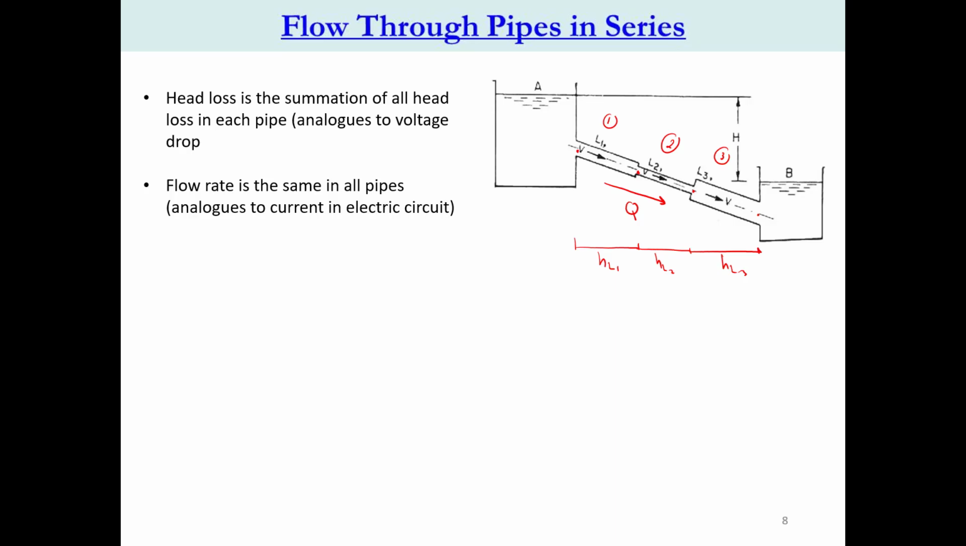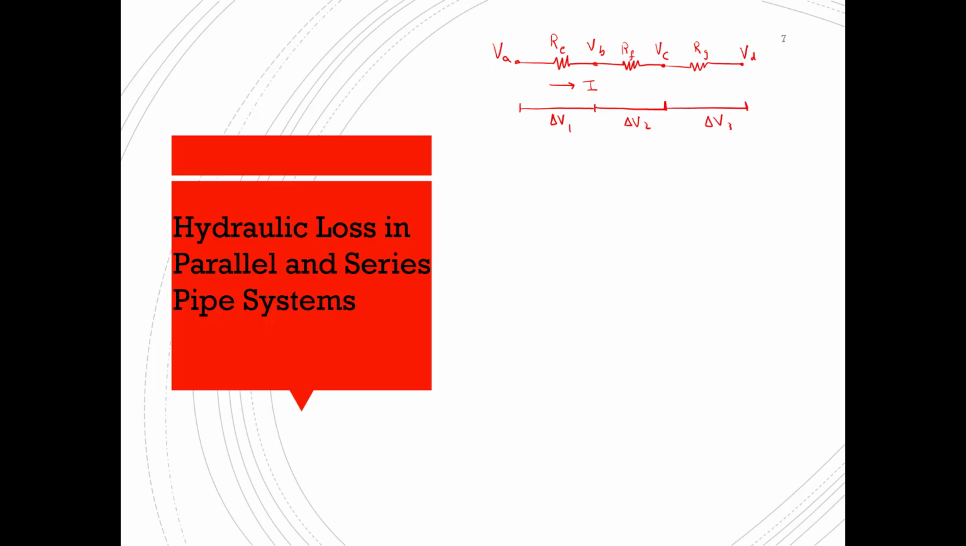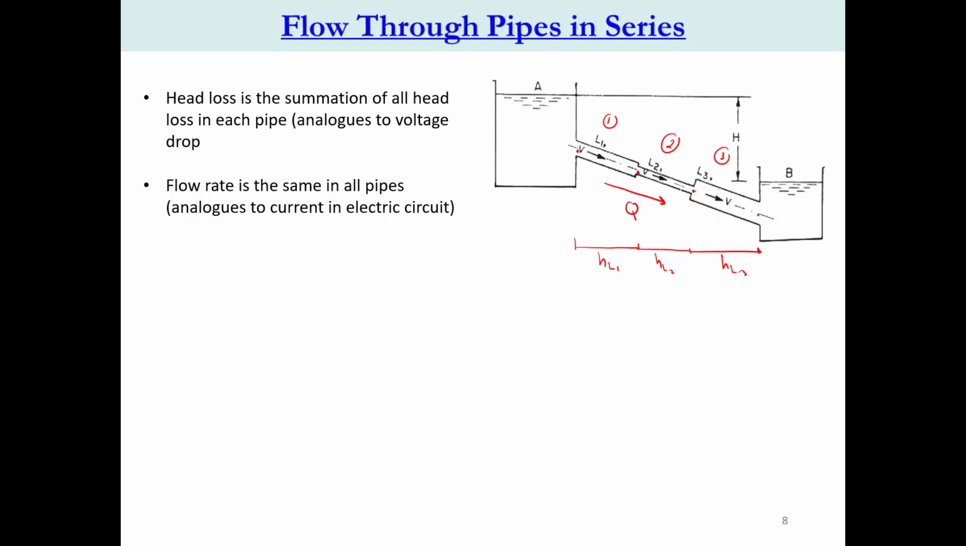So if you want to do a check to know whether your system is a series or a parallel piping system, just check the flow rate. If the flow rate splits, then it's a parallel system. If the flow rate remains the same, similar to the electric current, if the current is the same one that flows through all the resistances, then it's a series system. Whereas here, the flow rate Q is the same that flows through these systems.